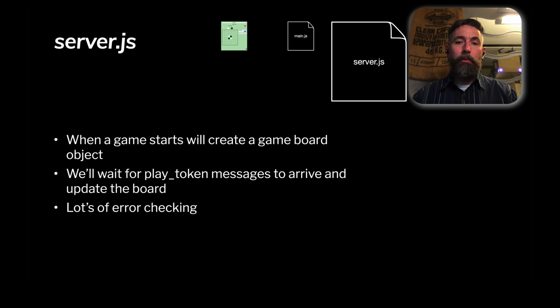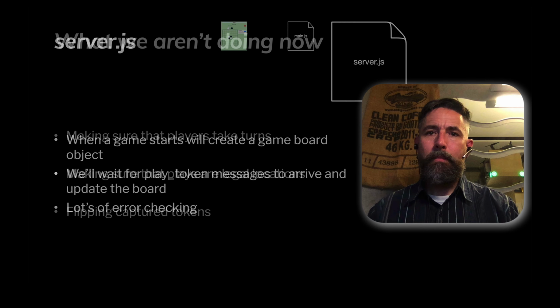Server.js will be responsible for creating the official game board when the game starts, when someone enters the game room, and will wait for play token messages to arrive from the players, and will update the board and then broadcast the changes to everyone after it receives them. Server.js will be doing a lot of error checking to make sure that the clients are behaving properly.